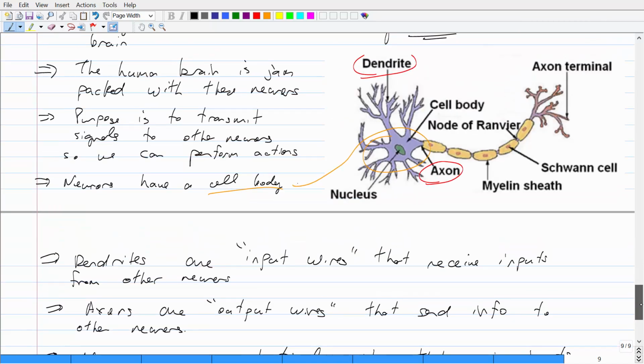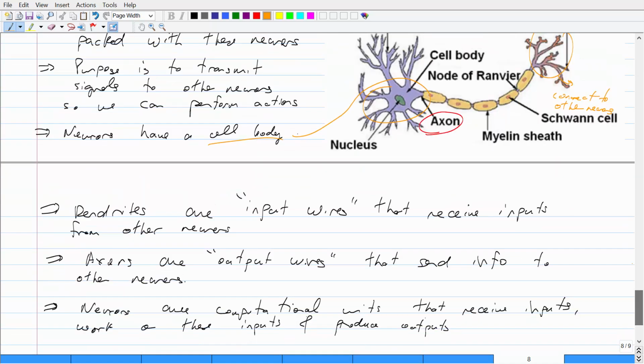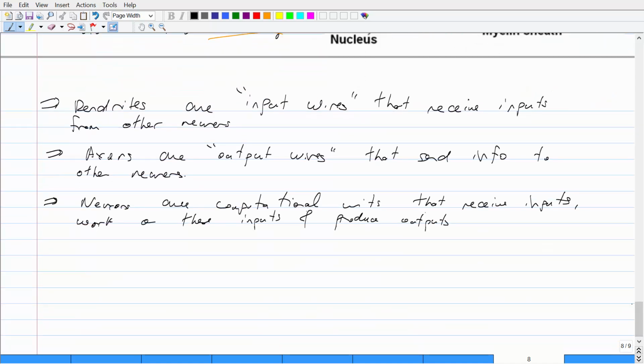Okay, so you have the axons here, and this is the channel that the signals travel through, and then you have these axon terminals that basically connect to other neurons. This isn't a biology class, but I just wanted to give you enough information so you can understand what's going on in the human brain.